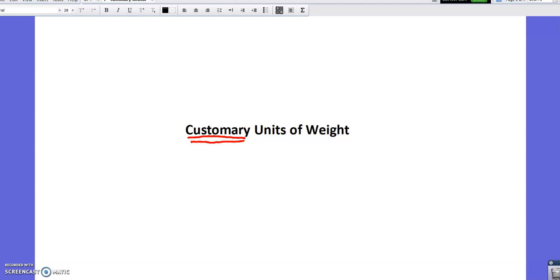Welcome back, 4th grade. Going to keep up with customary measurements some more today. So we've already done customary measurements of distance. So today we're going to work on customary units of weight.